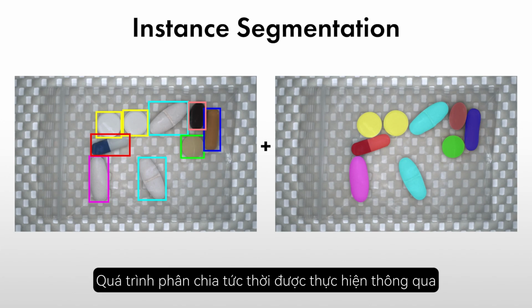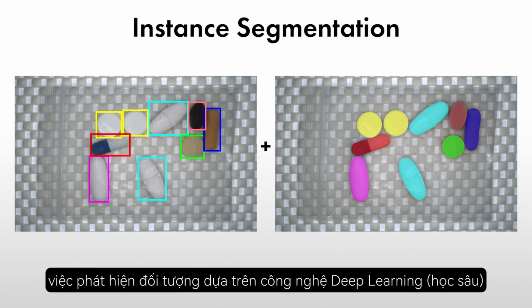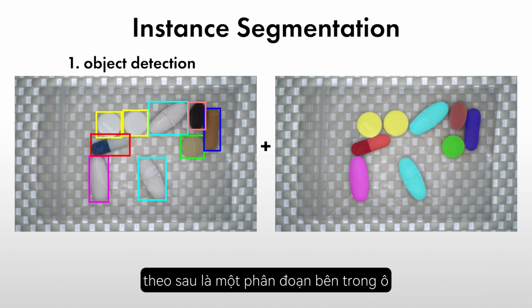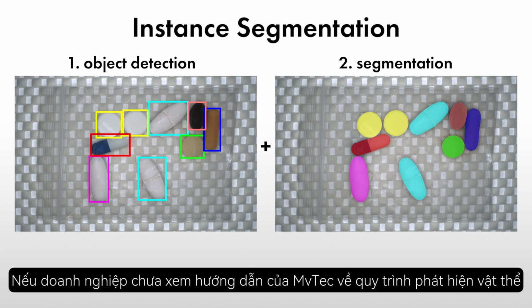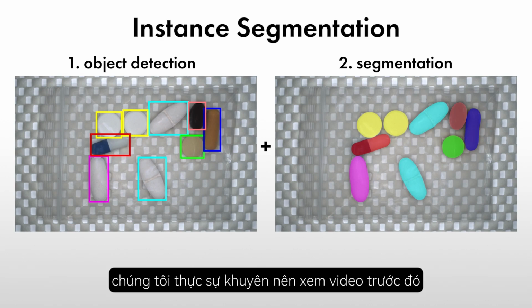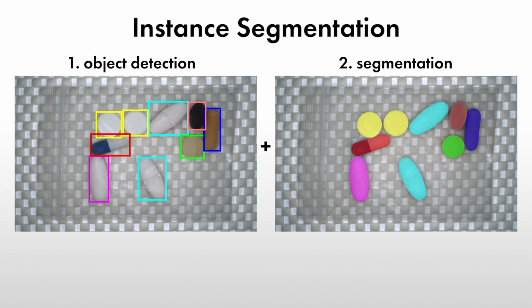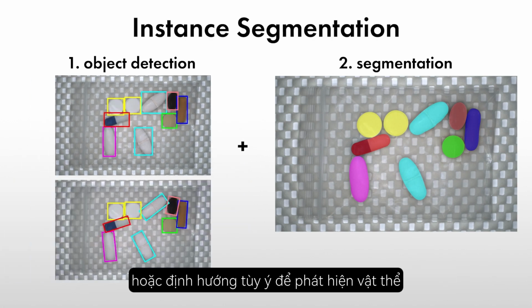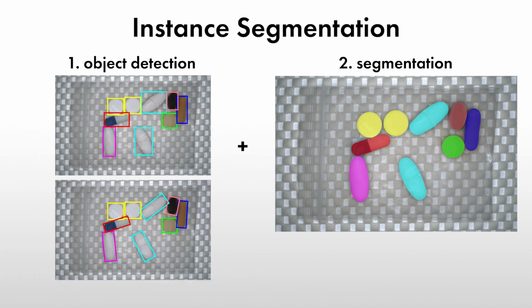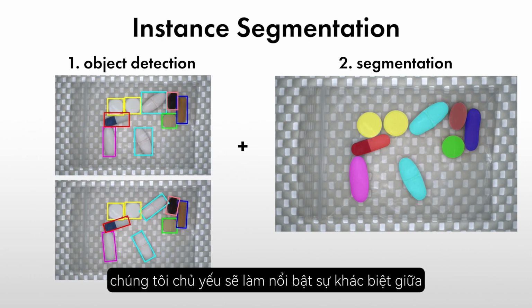In HALCON, instance segmentation is implemented as deep learning-based object detection, followed by a segmentation inside the bounding boxes. If you haven't seen our tutorials on object detection, we highly recommend watching them first. Note that the bounding boxes can be axis-aligned or arbitrarily oriented, just like for object detection. In this video, we will primarily highlight the differences between object detection and instance segmentation.